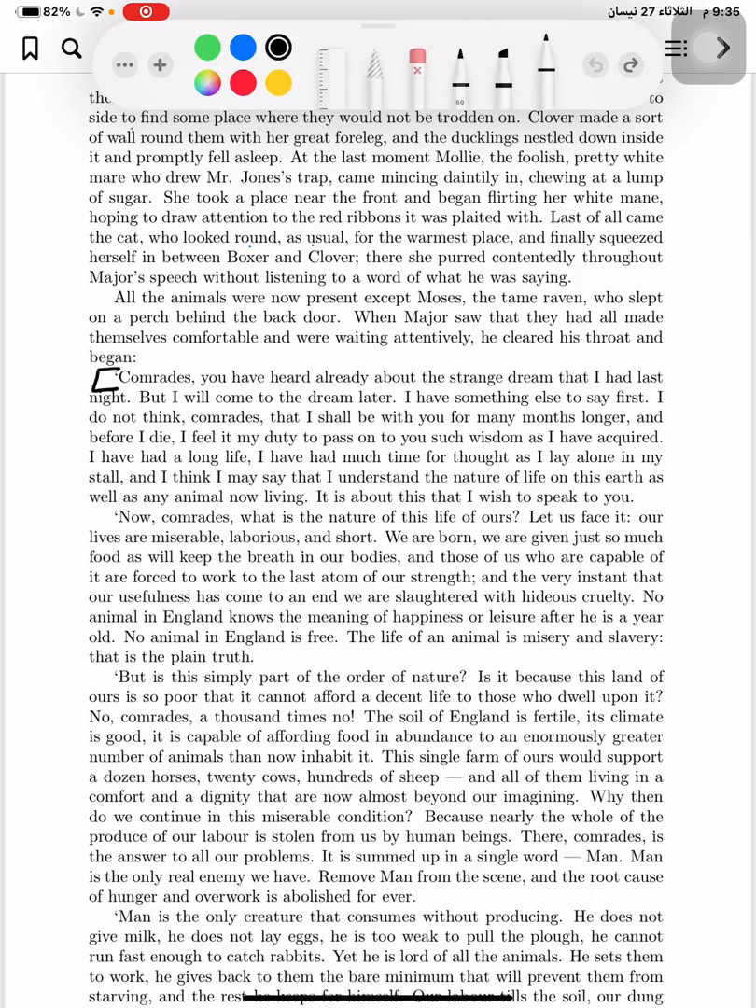First and repeatedly, Old Major addresses the other animals as comrades, and this is a direct reference to friendship and equality. Through addressing the audience as comrades, he prefaces the statement that he will no longer be with the others when he says many months longer.